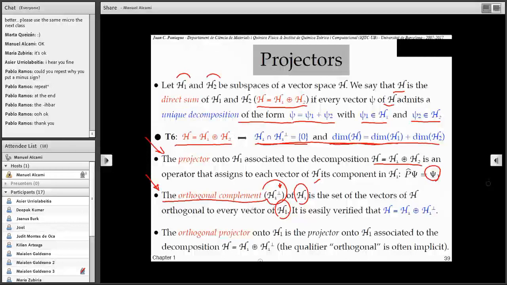And it's a trivial matter to verify that any Hilbert space can be written as the sum of any subspace plus its orthogonal complement. Again, in the example I have given you of three-dimensional space, of course the horizontal plane and the vertical axis are orthogonal. One is the orthogonal complement of the other and vice versa. The orthogonal projector onto some subspace is the projector onto that subspace associated to this particular decomposition.